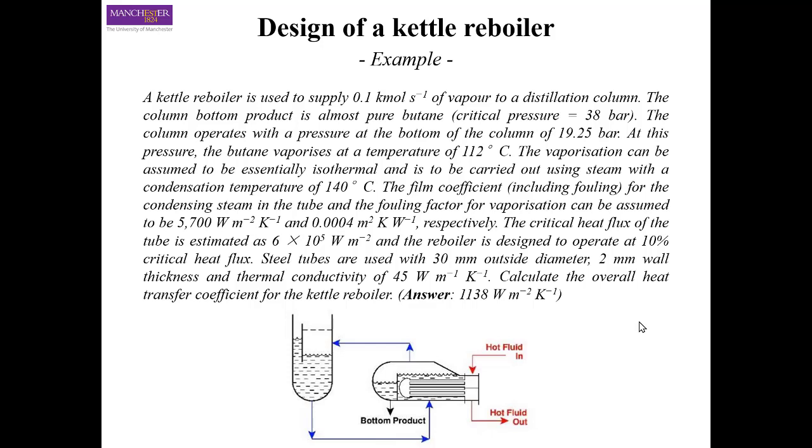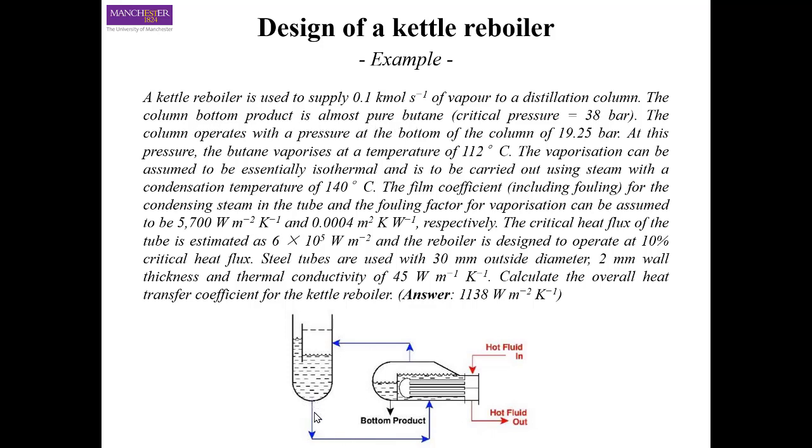Hello everyone. Let's have a look at one example for design of Kettle reboiler to practice some of the concepts that we talked in the lecture. So here we are designing a Kettle reboiler, and as such we are supplying 0.1 kilomoles of vapor from a distillation column, and the column bottom product is pure butane.